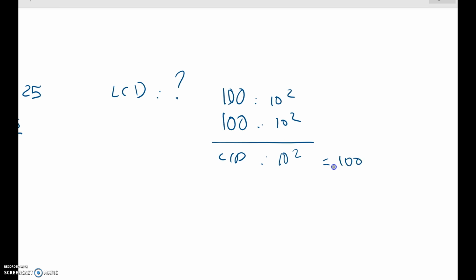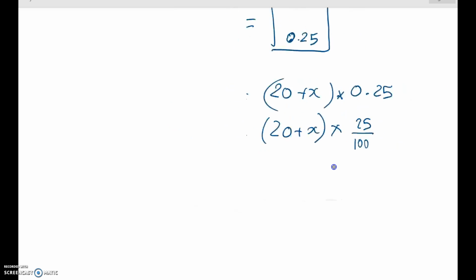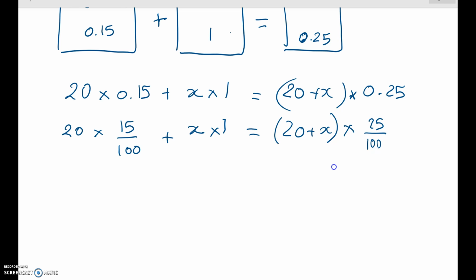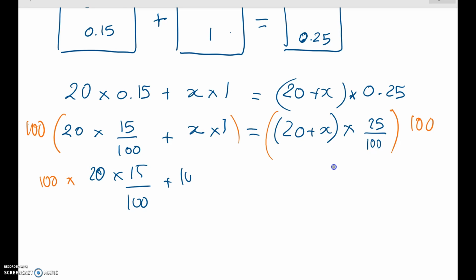Well, we knew that, right? But we must work on that because that's super important when we are going to deal with much more complicated equations with denominators much more complicated than just 100. So once you have your LCD, you are going to multiply the left side by 100, your LCD, and the right side by 100. Every time you multiply everything. If you multiply this, you're going to have 100 multiplied by 20 multiplied by 15 divided by 100 plus 100.